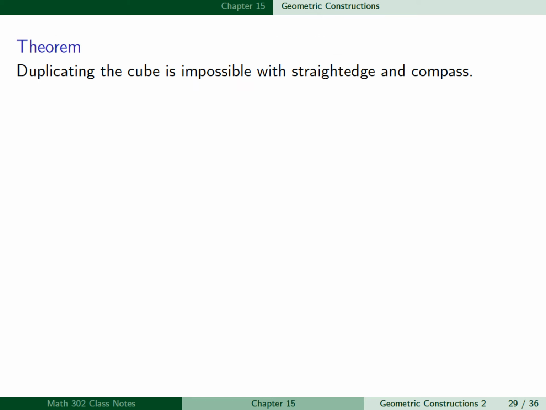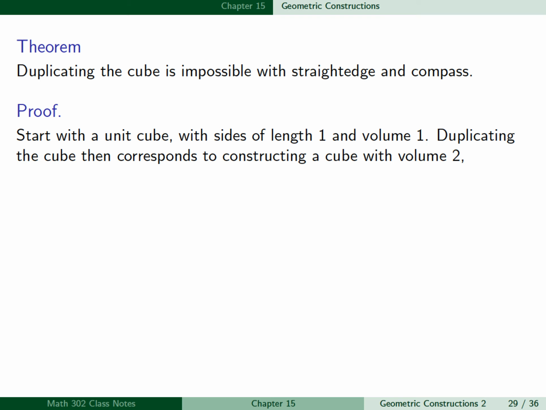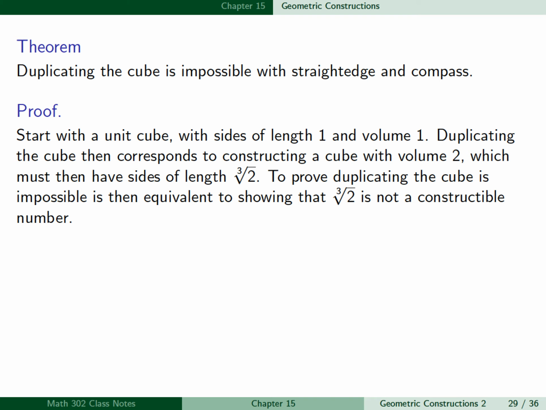Okay, so we want to first prove that duplicating the cube is impossible with straight edge and compass. So we'll start with a unit cube with sides of length 1 and volume 1. Duplicating the cube then corresponds to constructing a cube with volume 2, which must then have sides of length cube root of 2. To prove duplicating the cube is impossible is then equivalent to showing that cube root of 2 is not a constructible number.